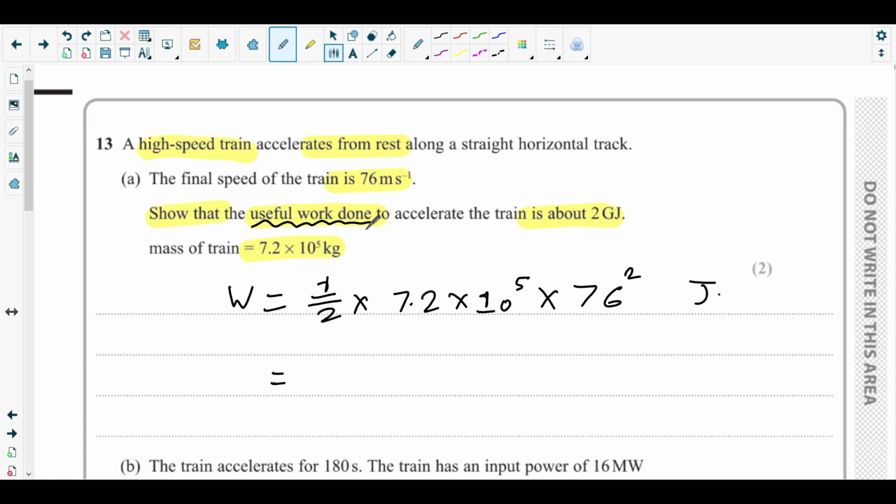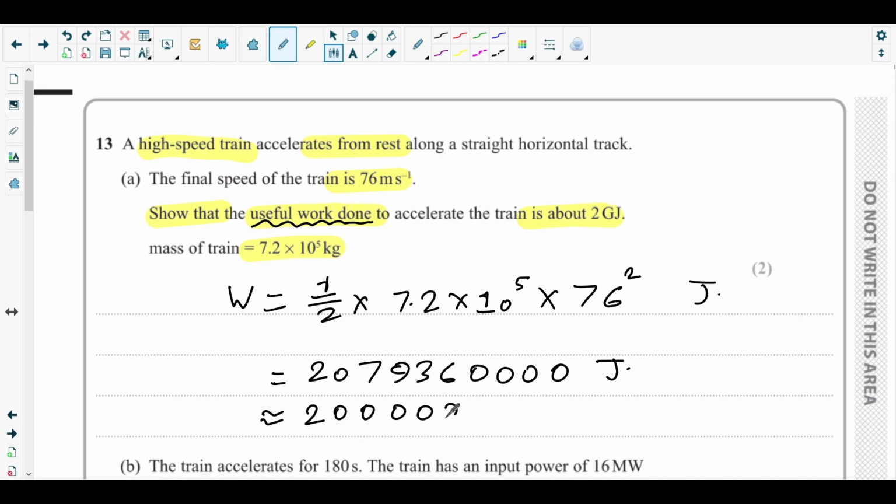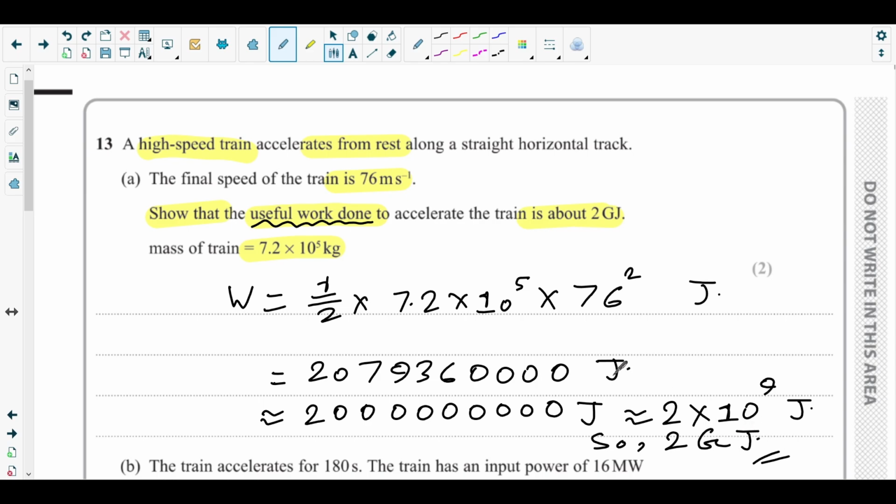That would give you a huge value, 207,936,000,000... 2 followed by 9 zeros, that much joule, which can be written as 2 times 10 to the power 9 joule, because there are 9 zeros. So 2 gigajoule. That's it. Done.